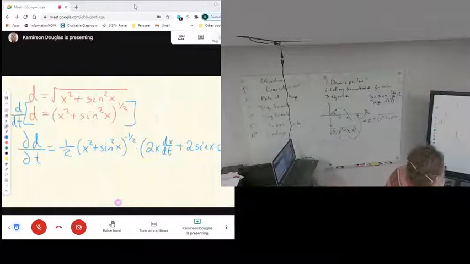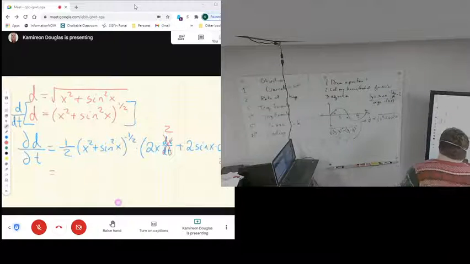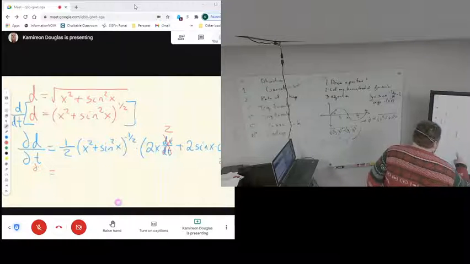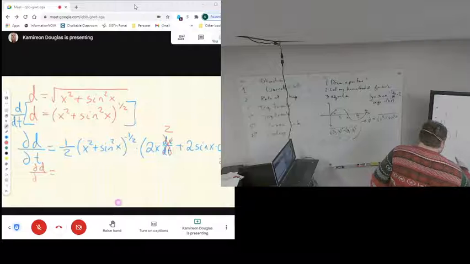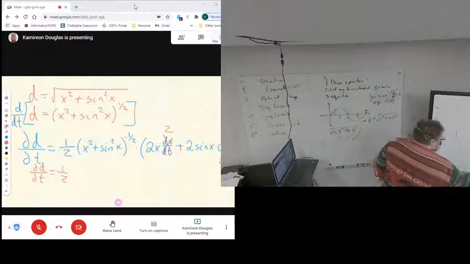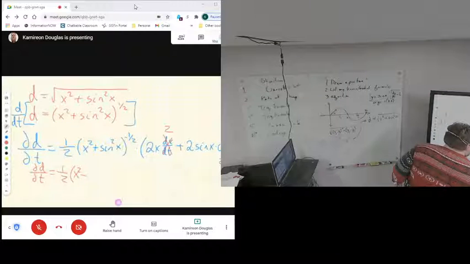Average dx/dt, we replace it with a 2. So dx/dt right there is now 2. There's nothing else to fix, so this is actually going to be fine. Delta d over delta t is equal to, the 1/2 stays out front for now, x squared plus sine squared x. We haven't changed that any because there's no delta t's or delta x over delta t in there.